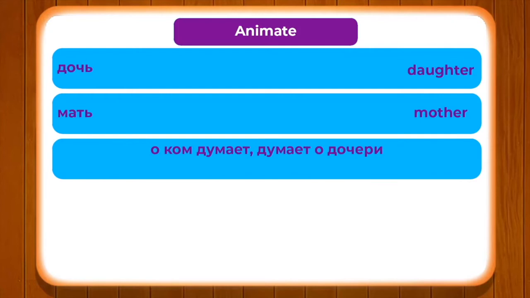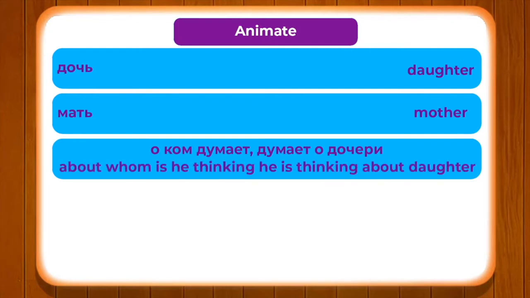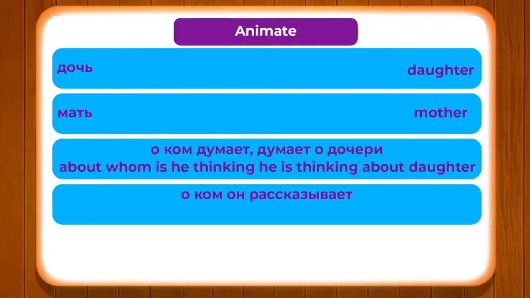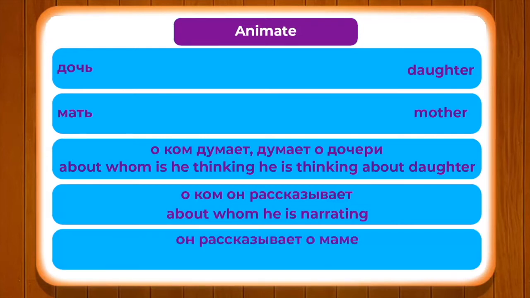О ком он думает? О дочери. About whom he is thinking? He is thinking about daughter. О чем он рассказывает? About whom he is narrating? Он рассказывает о матери. He is narrating about mother.